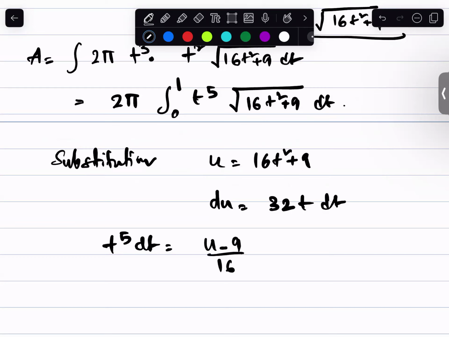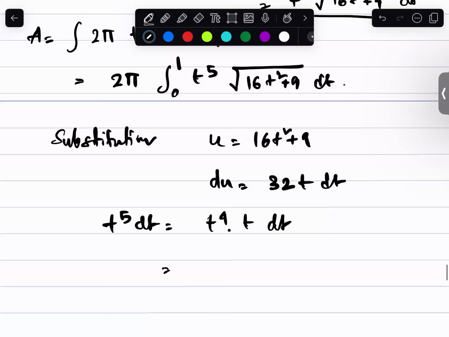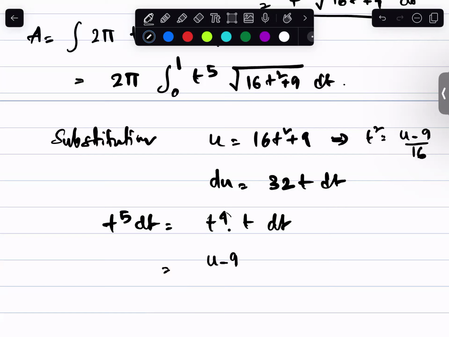Okay, let me just do it this way. I can write t to the 5 as t to the 4 times t dt. Now t to the 4. From this line, t square is u minus 9 over 16, right? So t to the 4 will be u minus 9 over 16 squared, right? And t dt will be du over 32.